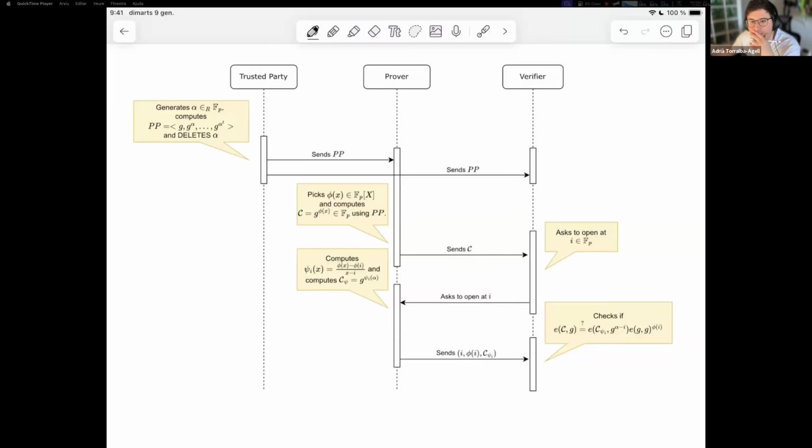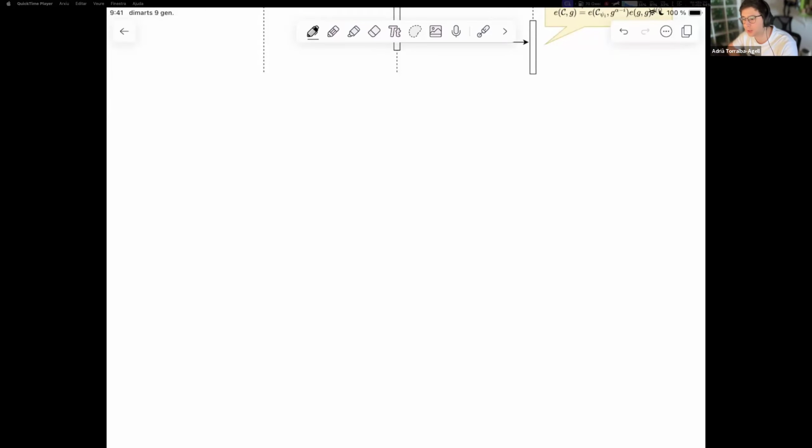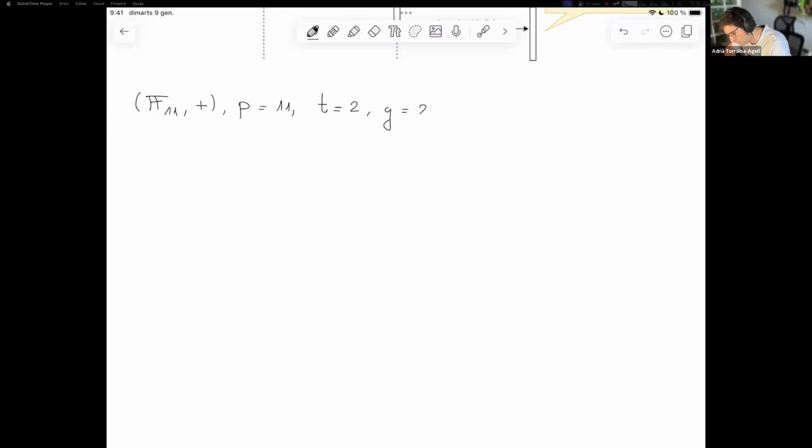You're going to be the trusted party. So in this phase, I'm going to set this up for you. Until now, we've been working with the group with the multiplication, but now we are going to do that with the sum. So we are going to define this as F11 with a sum where P is 11, T is 2, and G is 2.